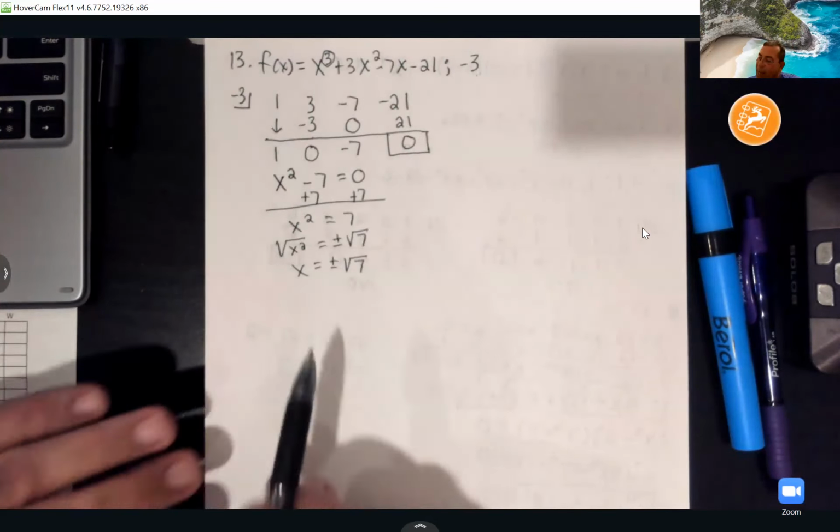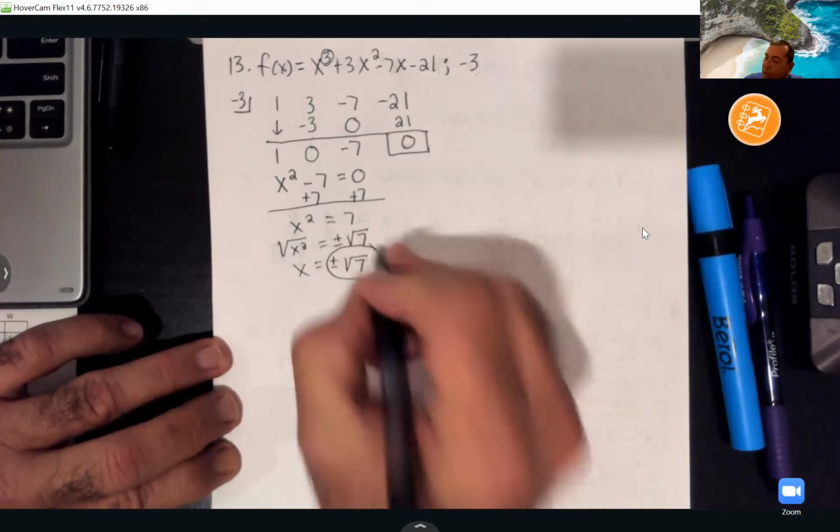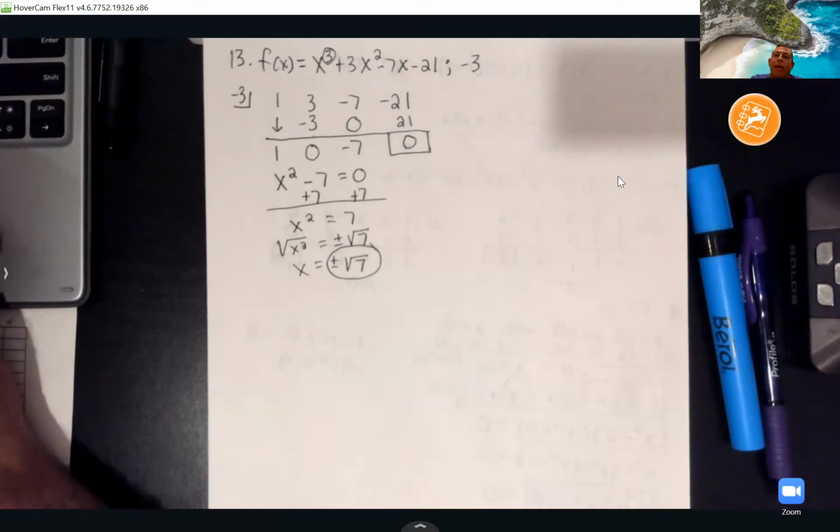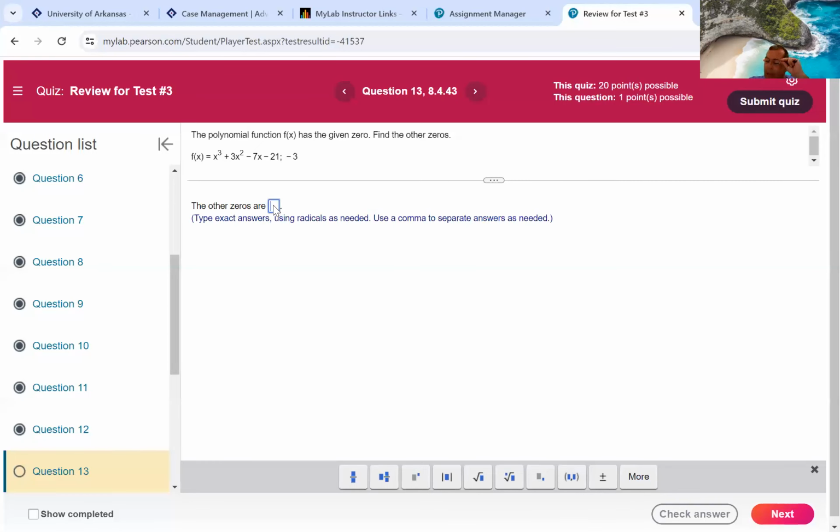Now, watch MATLAB. All they want is the other zeros, which is what we got. Don't put the one they gave you in the answer blank, or they will mark that wrong on MATLAB. So go to here. See, it says the other zeros. It gives me the plus or minus, so I can do my plus or minus the square root of 7. There you go. So that'd be 13. Then we go to 14.